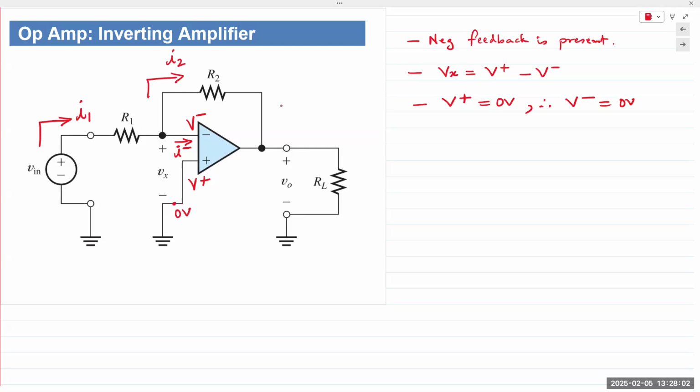It is grounded, and effectively this shows that all of these are connected together. All of them are connected to ground. What is not shown is plus VCC and minus VEE. Those are implied.